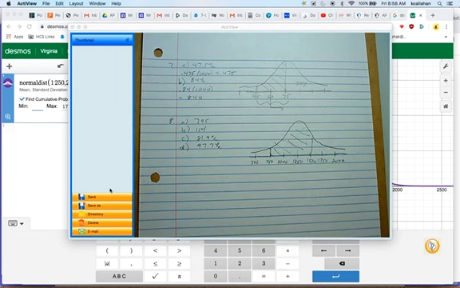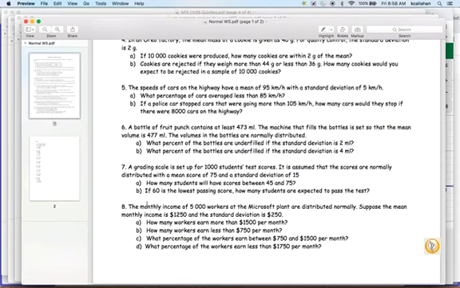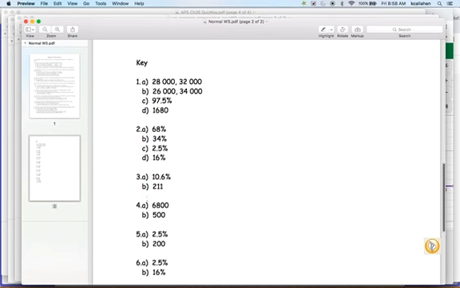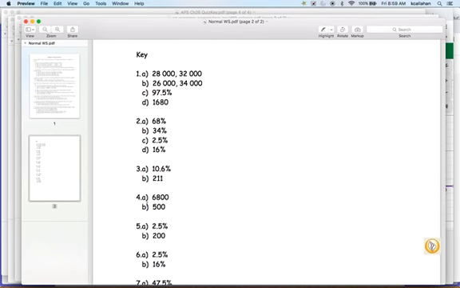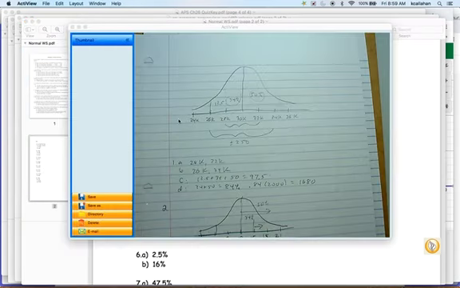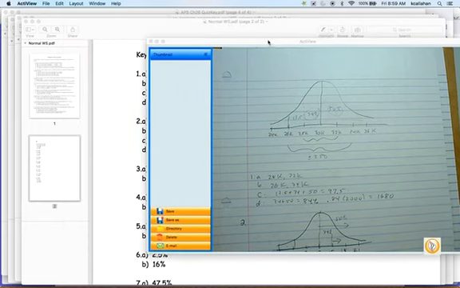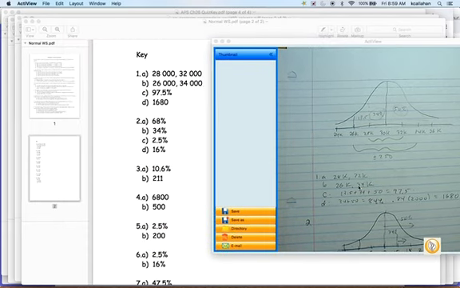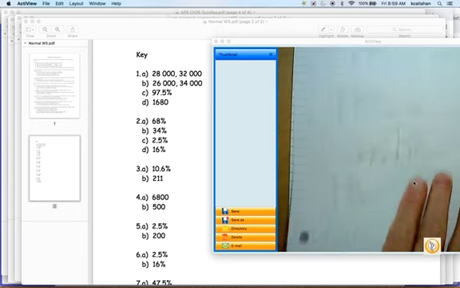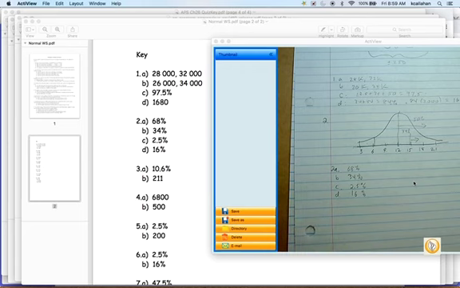Okay, that was the whole worksheet. Now I want to go back quickly and check our answers. Because there used to be a mistake in one of these, and I just want to make sure we get it right. These all look good. 28K to 32K, 26K to 34, 97.5, and 1680. 2, 68, 34, 2.5, 16. That looks good.